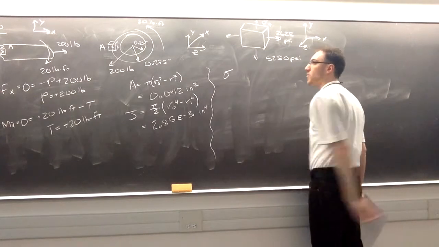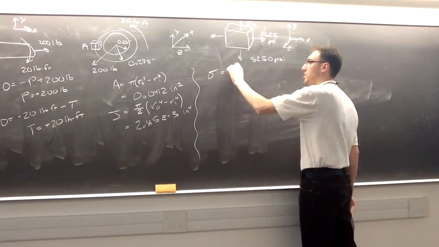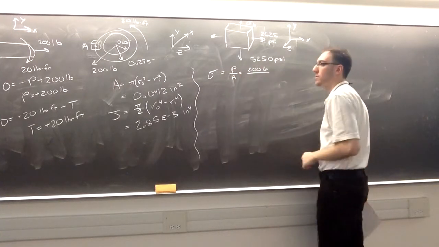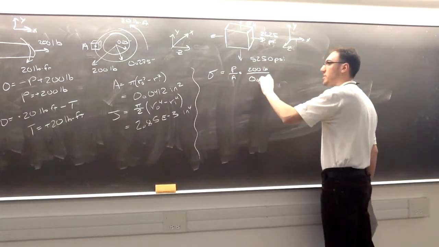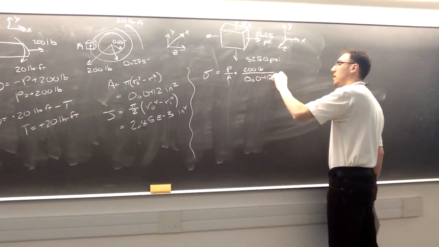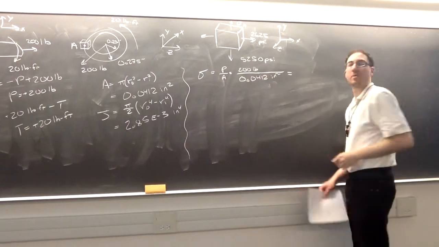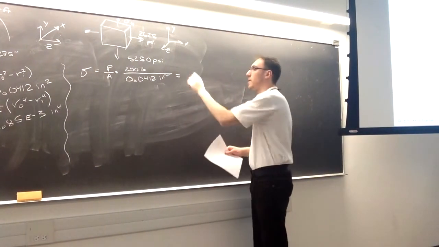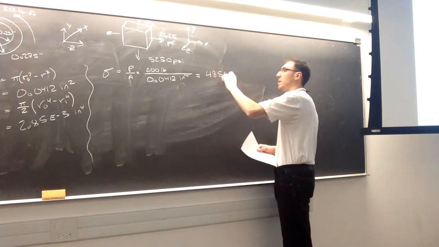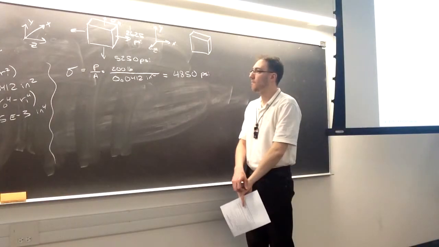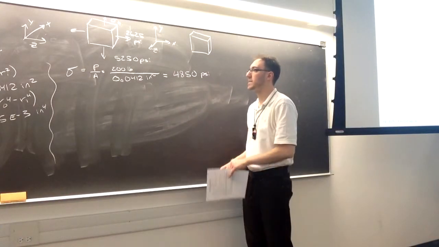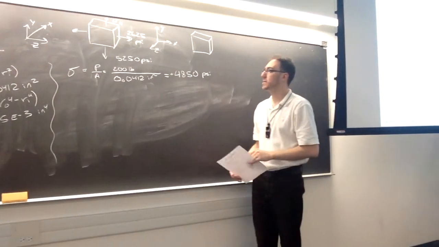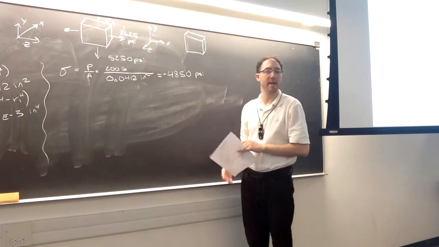Right, so there's going to be a normal stress due to the axial load, P over A. So we'll get 200 pounds over the cross-sectional area, which we just calculated. So the stress due to P over A, I get 4850 psi. And we'll be careful, what face is this stress acting on? First of all, it's positive. It is tensile.